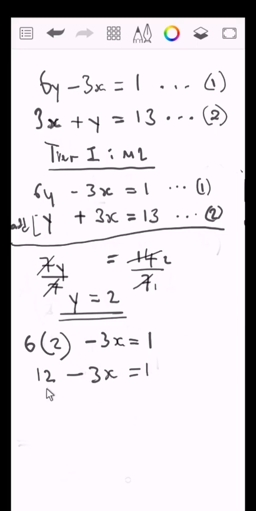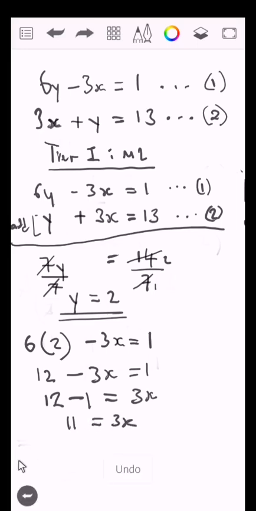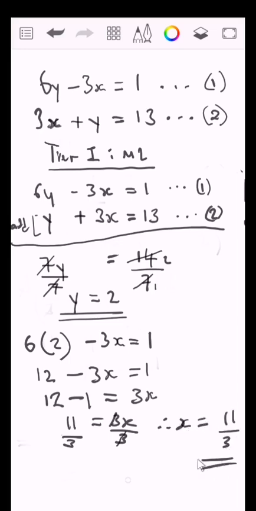Minus 3x is going to be transferred and 1 also transferred. We are left with 12 minus 1 being equal to 3x. 12 minus 1 is 11, so it's 11 equal to 3x. Therefore, here divide both ends with 3. 3 cancels out here, so therefore x is equal to 11 over 3, which is what we found in our method number 1. So this is tier 1.